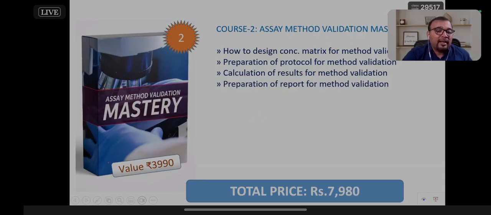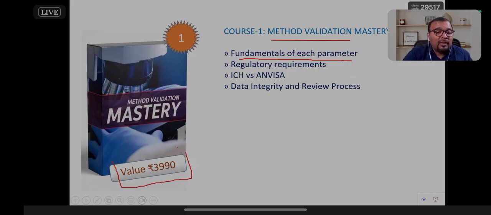Now the second course talks about, first, this is the market value of this particular course. I forgot to talk about that. This is not the final amount you have to pay. Rupees 3,990 is the market value of the Method Validation Mastery course.